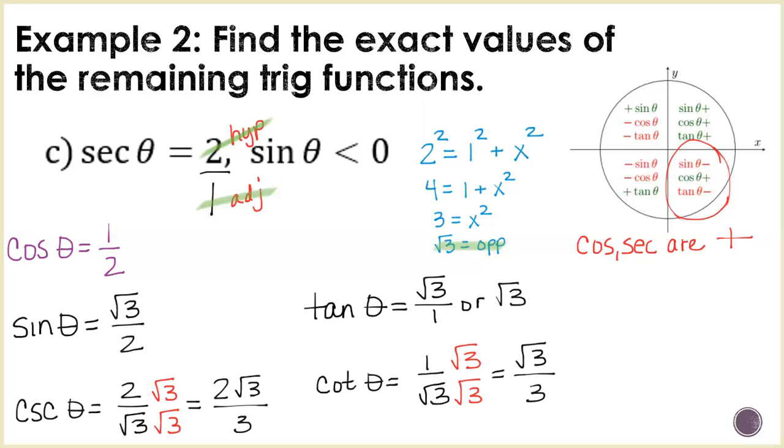So now I'm going to go back in and add my negatives. So only cosine and secant get to stay positive. So I'm going to put my negative with the other ones. So this is negative, this is negative, negative, and negative.